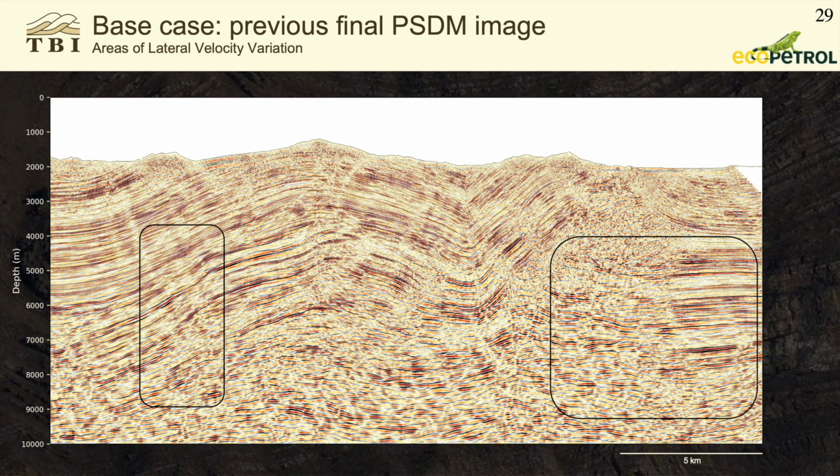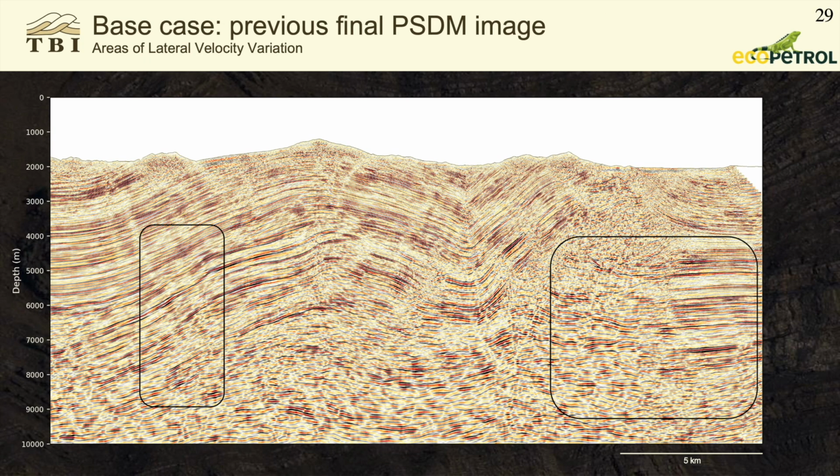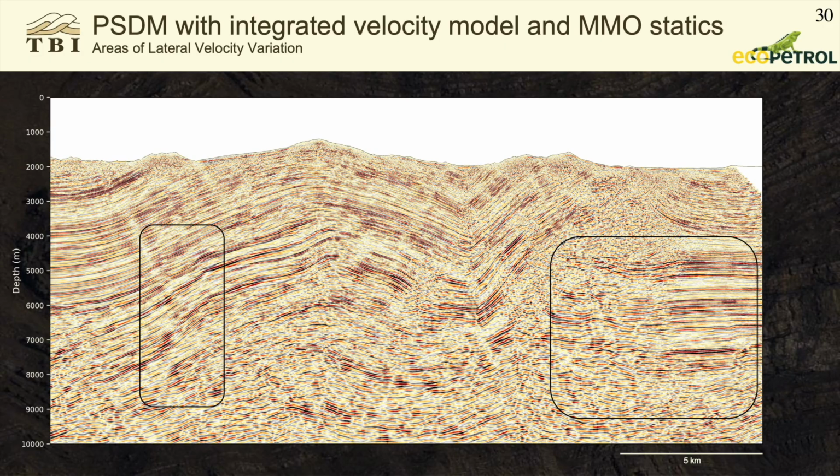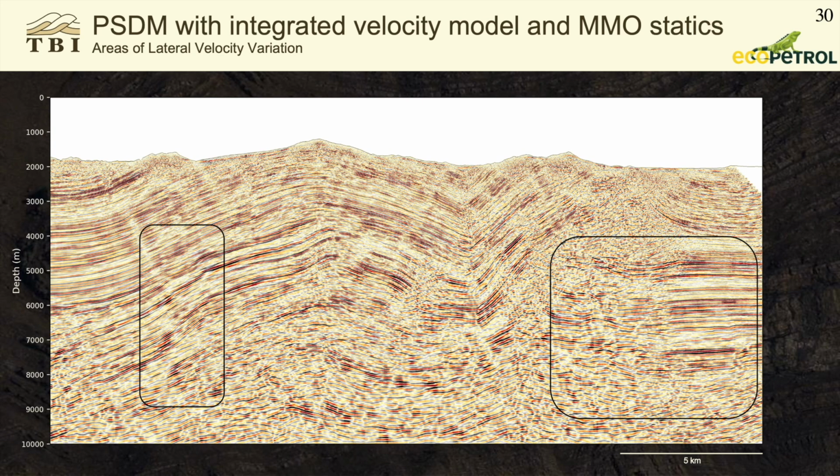These are areas that have lateral velocity variation in our velocity model. These are areas that we would expect the MMO equation to better flatten gathers through these sections. So on the left, you can see in the box on the left, we have reflections that are much more continuous with the new static solution, new weathering corrections, and again underneath the thrust fault and the foreland. In the box on the right, we have reflections that are much flatter and more continuous, more in line with the expectation of the structure in that area.